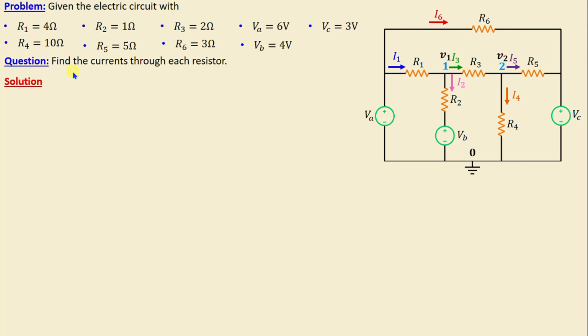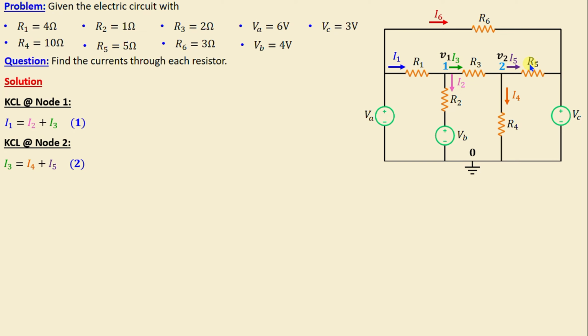Next, we will proceed to apply Kirchhoff's current law in each node. Let's start first with node 1. By applying Kirchhoff's current law at node 1, we can write I1 is equal to I2 plus I3. Let's move on to node 2. By applying Kirchhoff's current law at node 2, we can write I3 is equal to I4 plus I5.